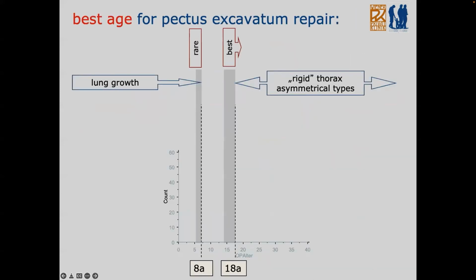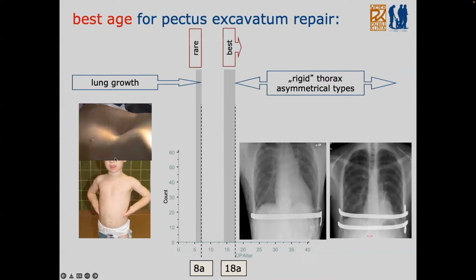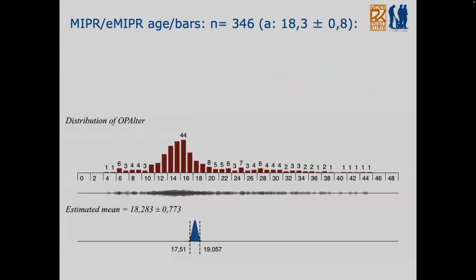Now to the best age of correction. One possibility is the correction before 8, because recurrence is decreased because of the lung growth. The second possibility, which is used by most of the patients, is around 15 until the age of 18. Afterwards, we have a more rigid thorax and also more asymmetrical types. Here you see such a young patient, and here the older patients with 1 or 2 implants.